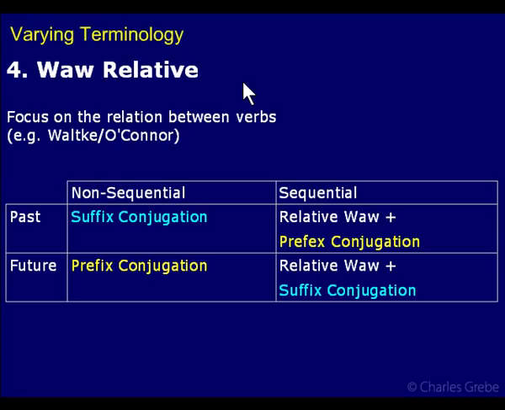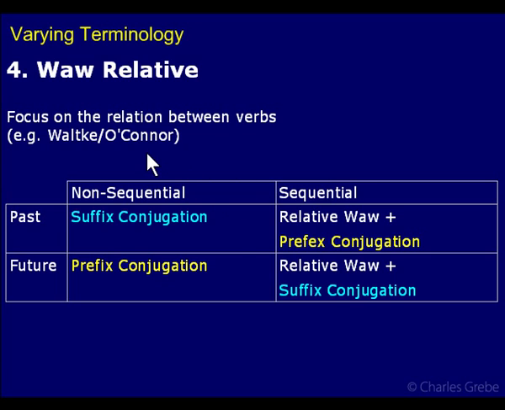Vav relative. This is another way that people refer to this special vav, and this is the term that is used by Waltke O'Connor. This focuses on the relation between verbs, on one verb's relation to the situation described by the previous verb. And so this is similar to the vav consecutive. It's emphasizing how one verb relates to a previous verb.